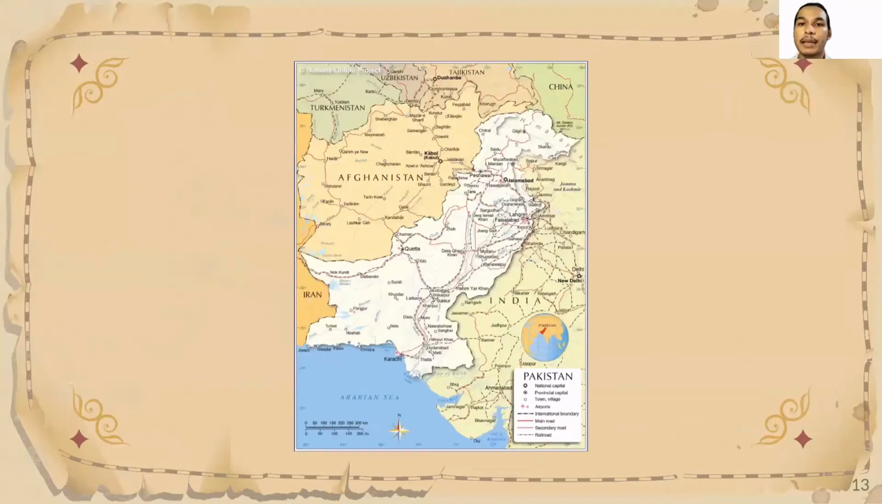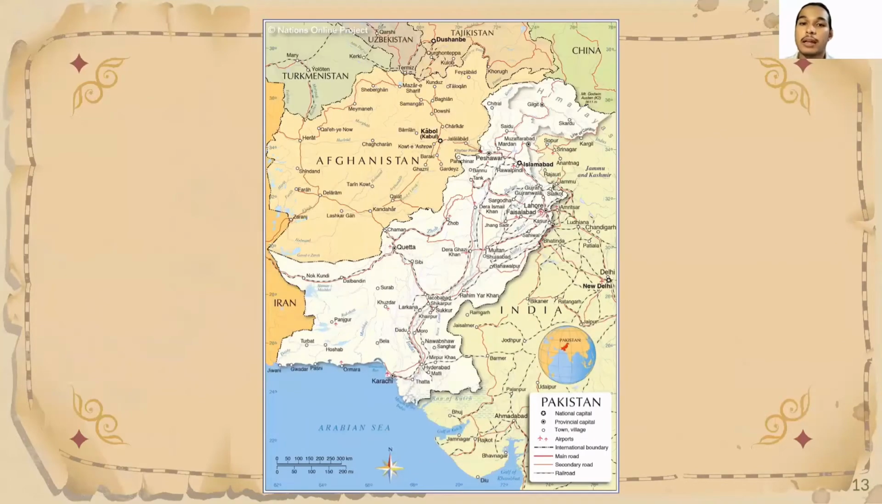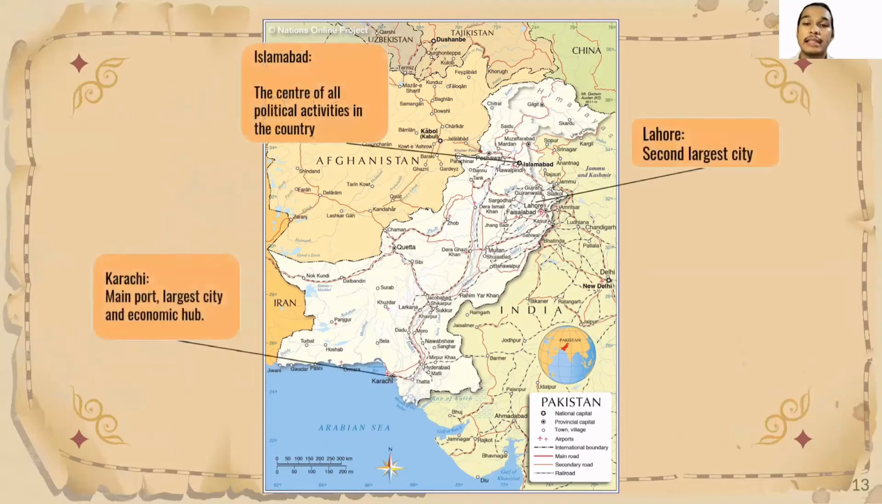Next slide, please. The map above shows Pakistan and surrounding countries with international borders, the national capital Islamabad, province capitals, major cities, main roads, railroads, and major airports. The federal capital is Islamabad. The city is home to the Parliament House, which houses the National Assembly of Pakistan. There are also about 80 foreign diplomatic missions located in Islamabad.